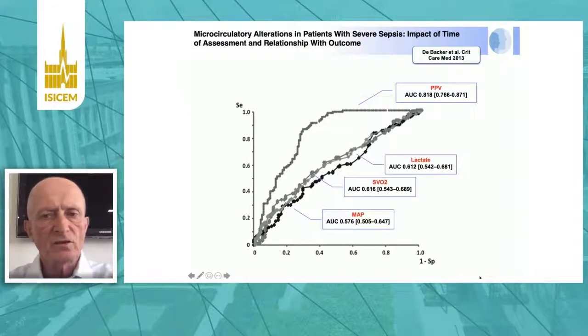Only the percentage of perfused vessels was capable of predicting mortality, and lactate and SvO2 were not capable of predicting mortality. So clearly, it's the proof that sublingual microcirculation, even if it's not the reflection of all the microcirculation, is a very valuable parameter to detect severe situations, to detect a persistent hemodynamic problem or a persistent sepsis.